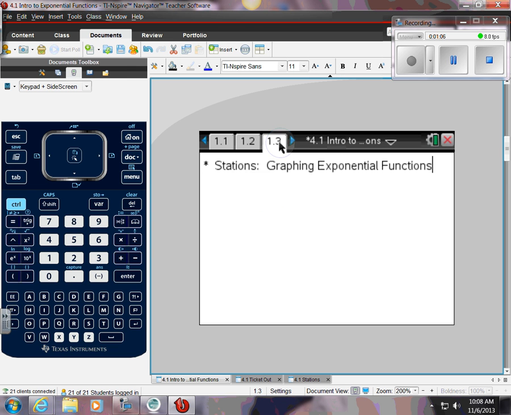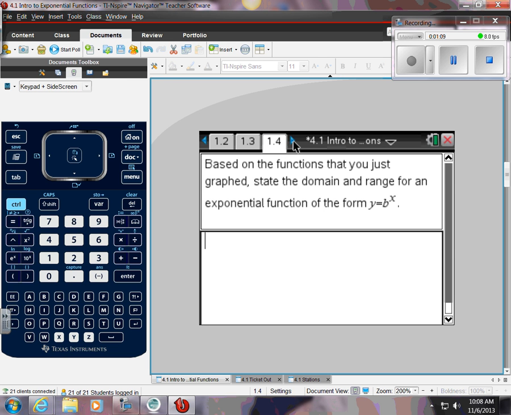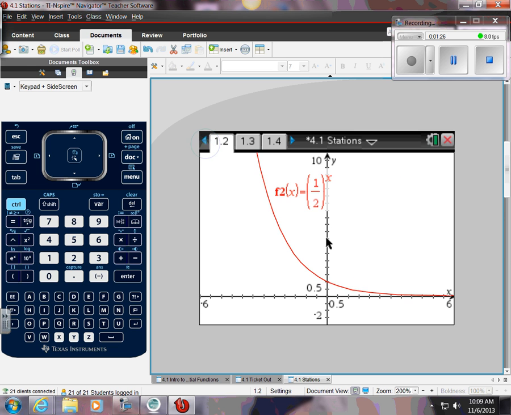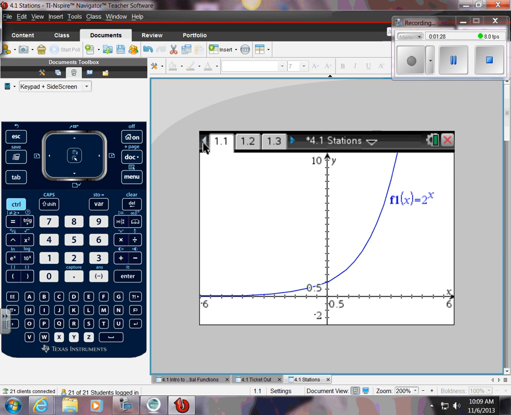All right, we already did our station, so let's move on to the next question. Okay, so based on the functions that we just graphed, let's talk about what the domain and the range for these exponential functions are. So let's talk about domain first, all right? Looking back at our station, here's all of our functions, right? What's domain? What x values are being used? All of them. Good. Give me a mathematical way to say all of them.